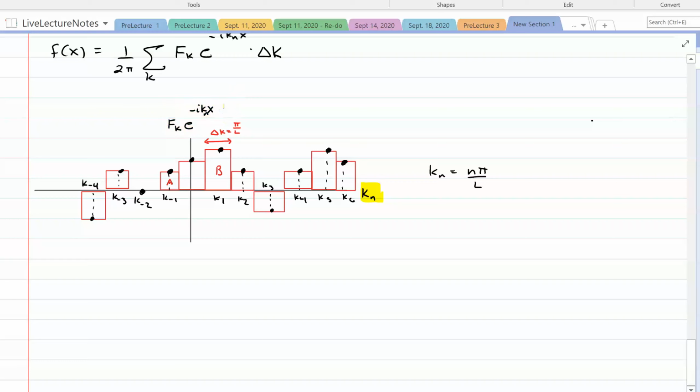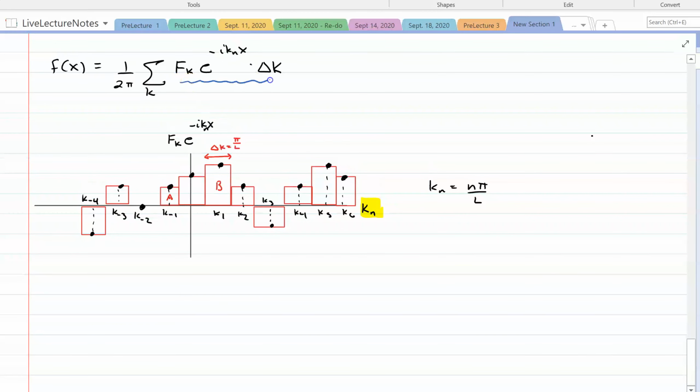And then what is this summation? This summation here is f_k e to the minus i k_n times x. That's the height of the rectangle. And then delta k is the width of the rectangle. So this summation is equal to 1 over 2 pi times the area of all rectangles below. Okay.